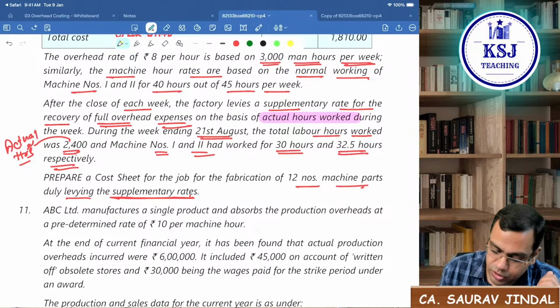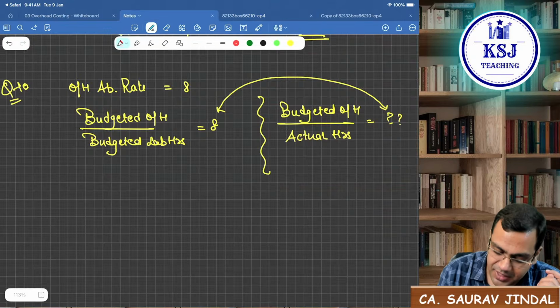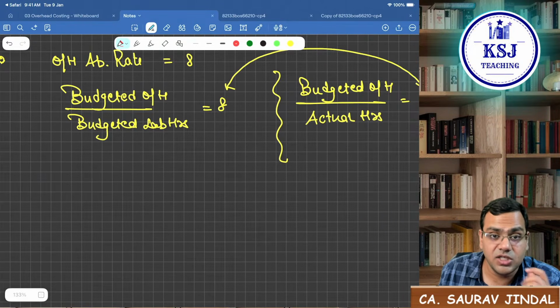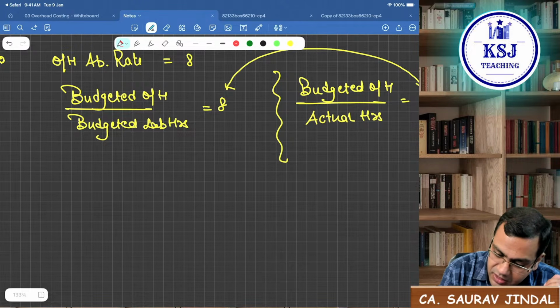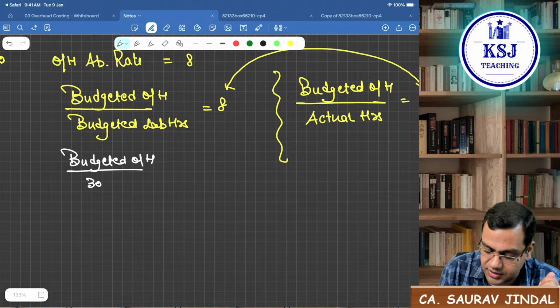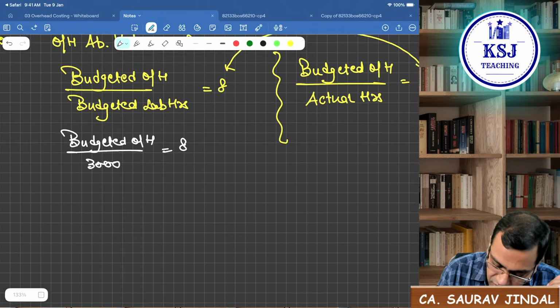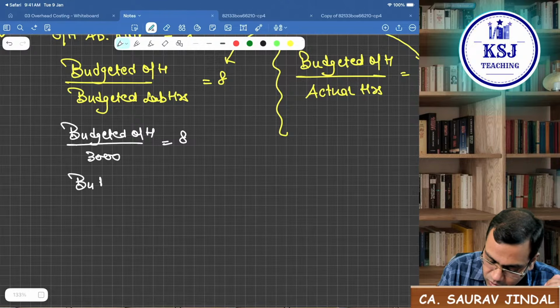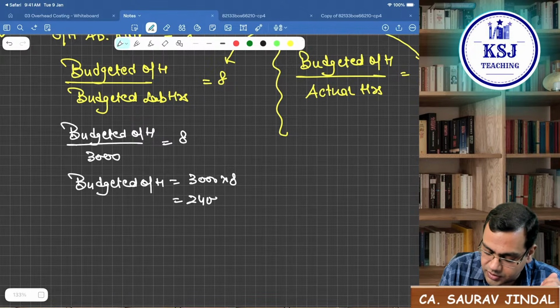Now, what is given in the question? The question says this 8 was calculated on the budgeted 3000 man hours. That means, do you have budgeted overheads given here? No. You have the man hours given here. What we'll do here is, we'll say budgeted overheads divided by budgeted labor hours, 3000, is equal to 8. Right? So from here, I will get my budgeted overheads, that is 3000 multiplied by 8, that is 24,000.